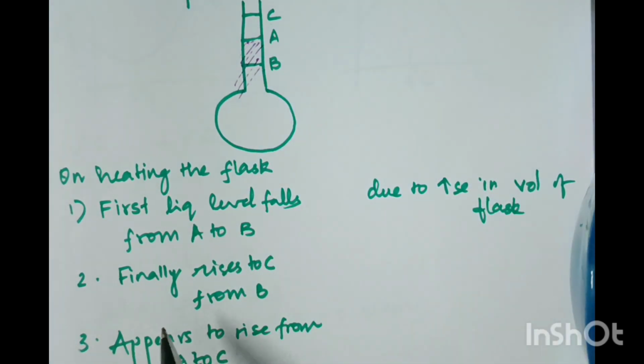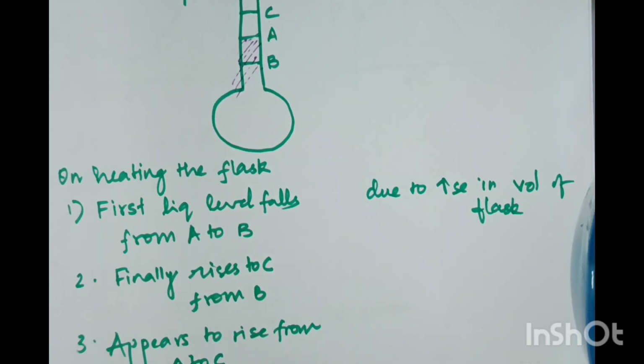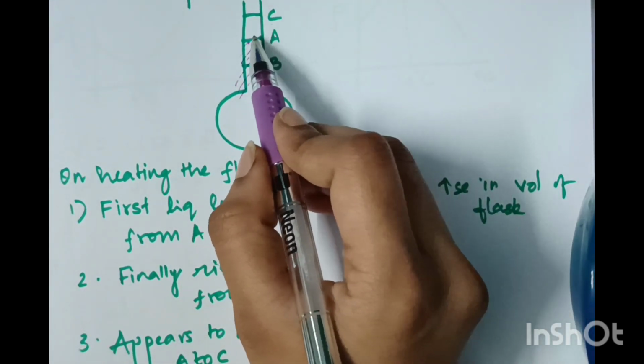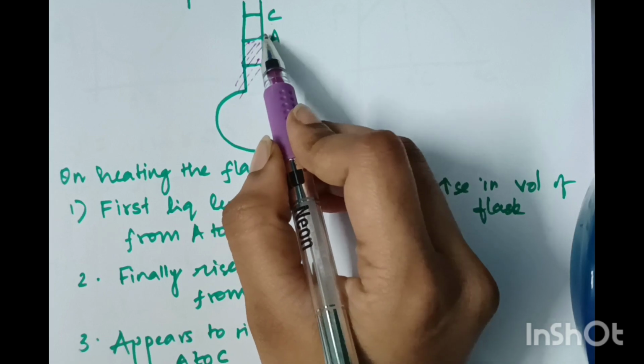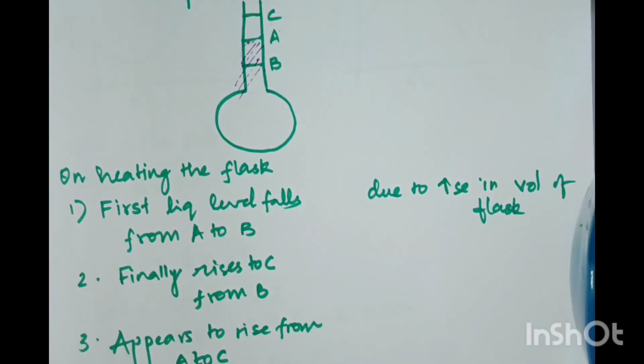Okay, finally it is rising from B to C. But for us, for the person who observes it, how does he feel? It will be seen in such a case that the water has risen from A to C. So that is what is seen generally, right? Because it has fallen and then it has risen. But we can finally say it is increased from A to C. That is what will be your observation.